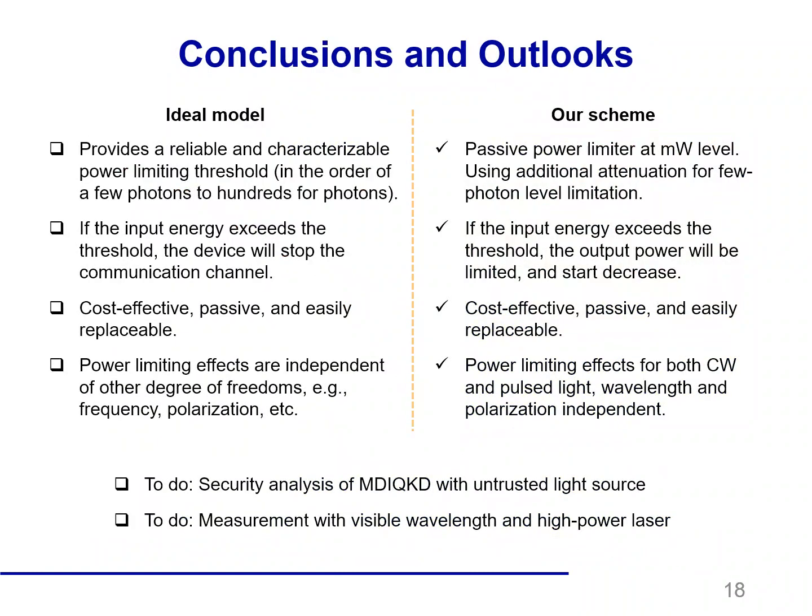Okay, here's the conclusion for this presentation. We already provided an ideal model in the beginning of this presentation to show what a power limiter or optical fuse should look like. And here's what we can achieve. For our scheme, we can have a passive power limiter at milliwatts level. And we can always use additional attenuation to achieve full photon level limitation.